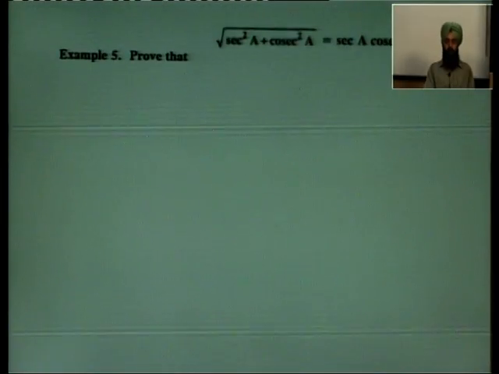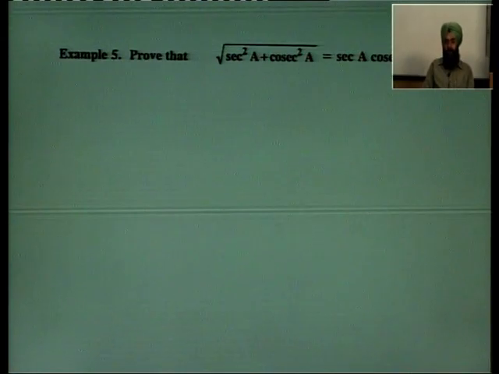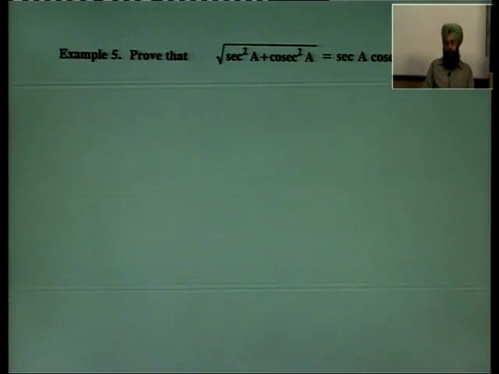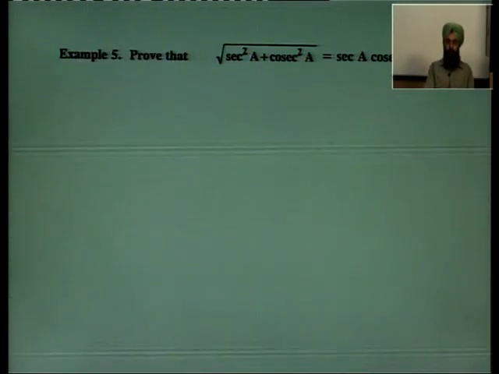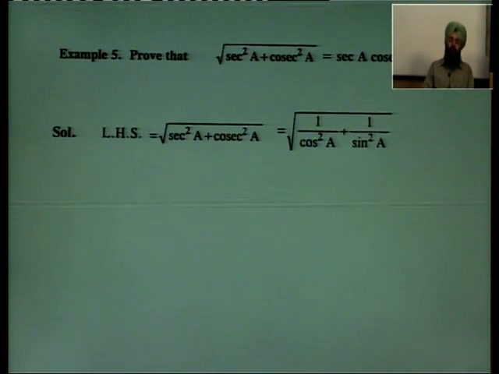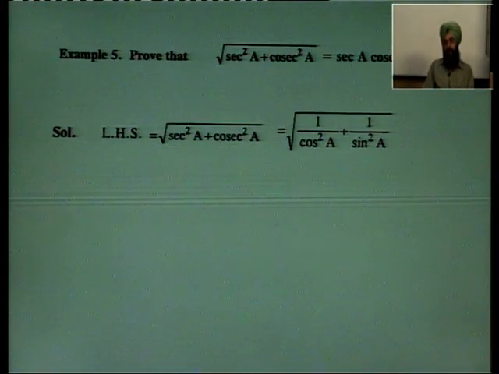So, our next example is, we have to prove that under root of secant square a plus cosecant square a is equal to secant a into cosecant a. So, in this we can write secant as 1 over cos and cosecant as 1 over sine. So, it becomes 1 over cos square a plus 1 over sine square a, and we can take cos square a and sine square a as an LCM.